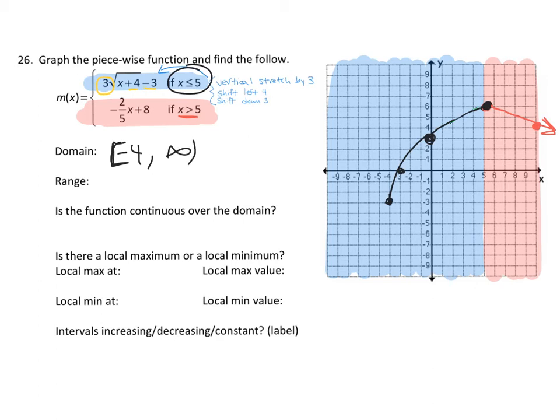For the range, my lowest y value is -3, and so it's going to be bracket -3. And then my very highest y value that I reach on this graph is 6. And so it's [-3, 6] with a bracket. Is this function continuous over the domain? It is continuous because it never breaks apart. If you put your pen on this graph and follow it, you would never have to lift it up. So it is continuous over its domain.